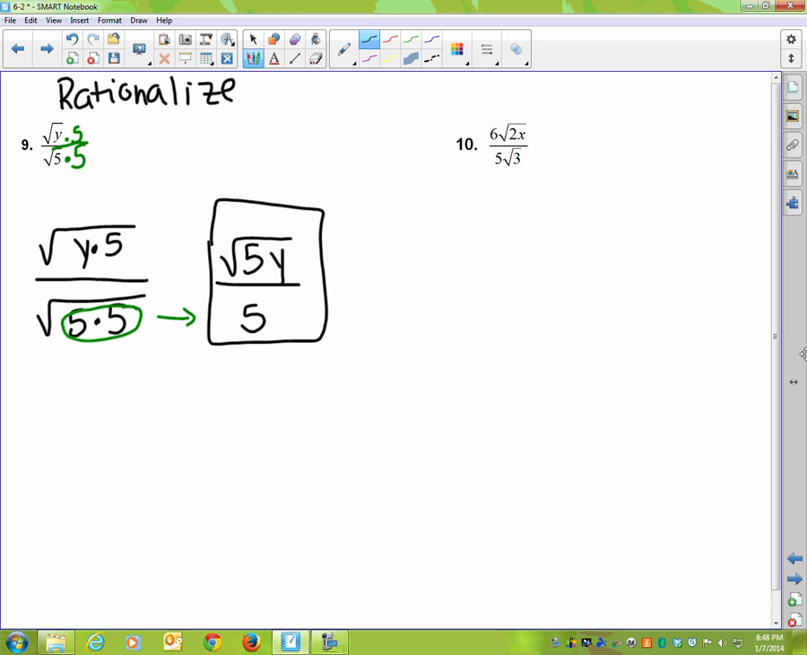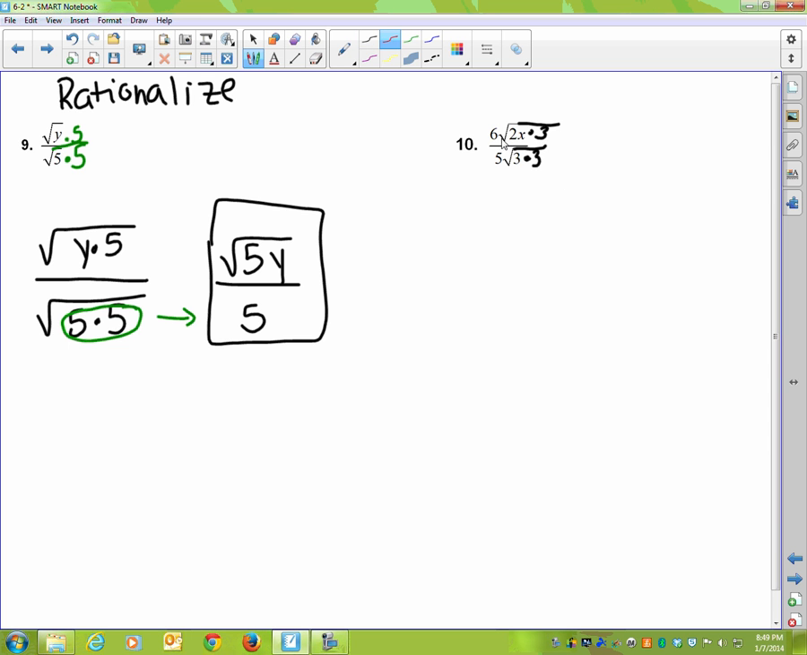So let's look at number 10. When I'm rationalizing the denominator, all I'm looking for is what's under the radical. I need to get rid of this radical 3. So in order to do that, I need a second 3 inside. I can put a second 3 there as long as I also put one under the radical of the numerator.